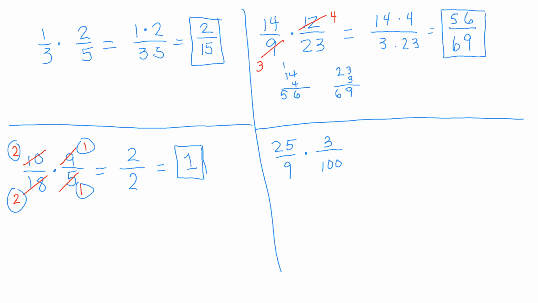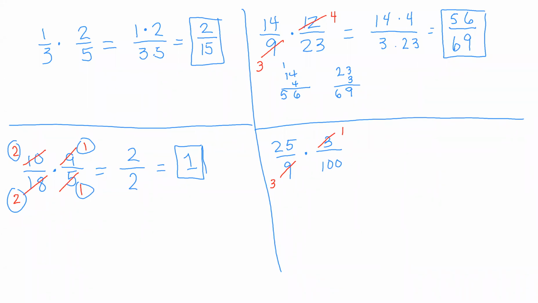So let's look for common factors now. The first thing I'm drawn to is the 3 and the 9. I know that 3 and 9 have a common factor of 3. So I'm going to divide 3 by 3, I get 1. I'm going to divide 9 by 3, I get 3.